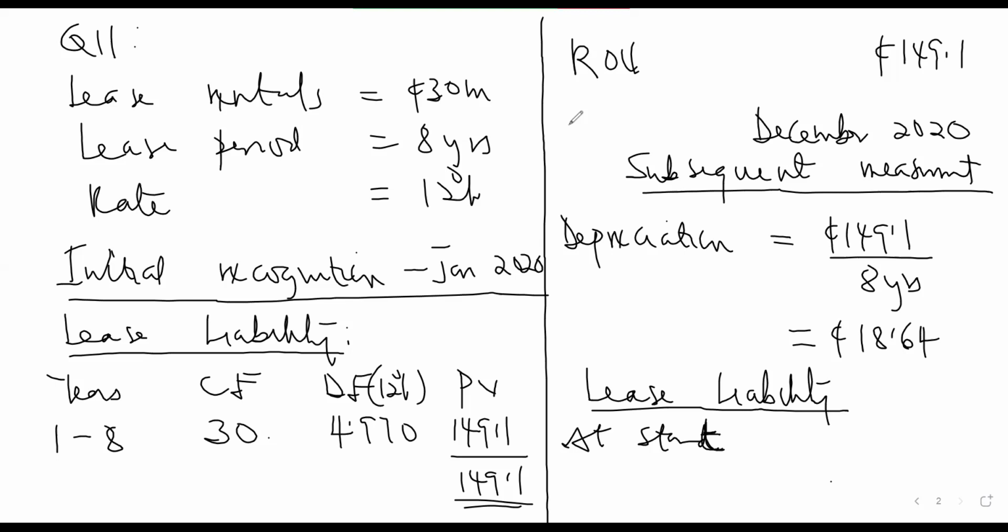Okay, so we have the 149.1. Then we have the finance cost. The finance cost will now be 0.12 multiplied by 149.1. What are we having? 17.89.